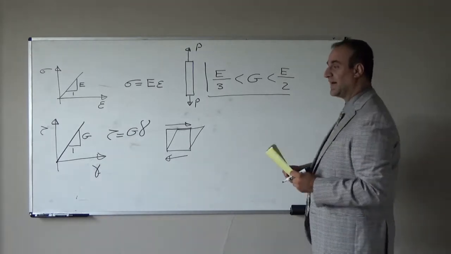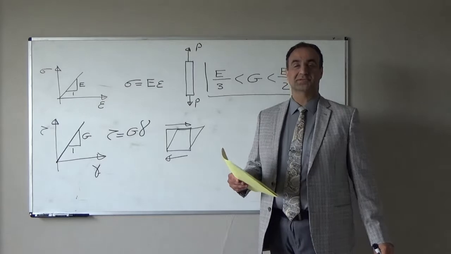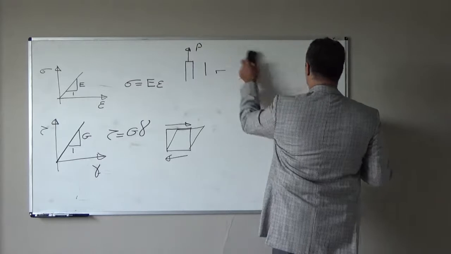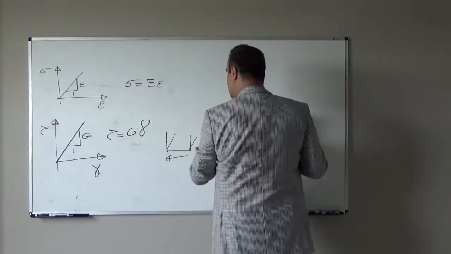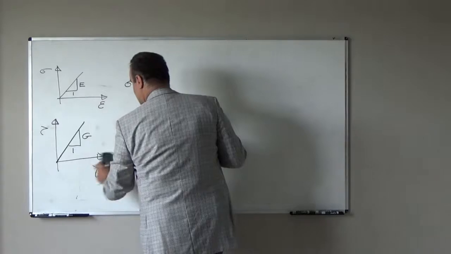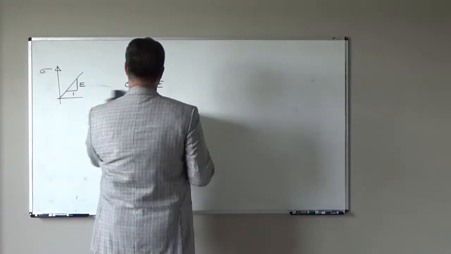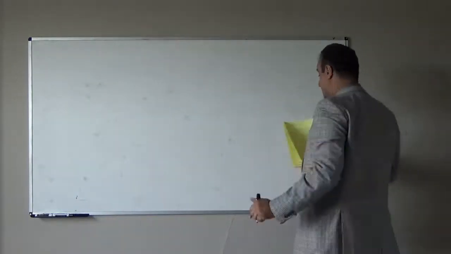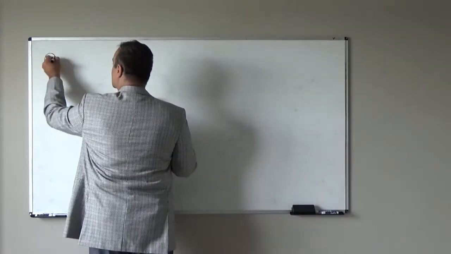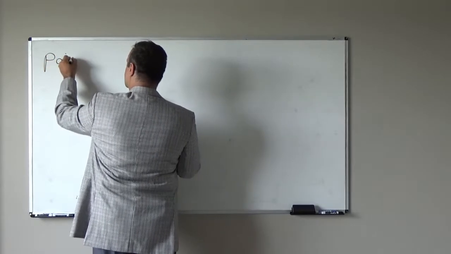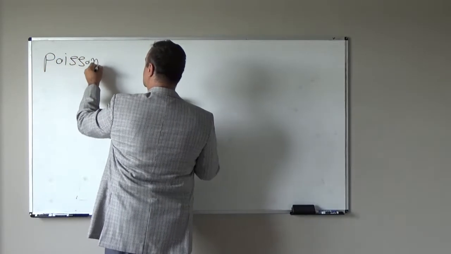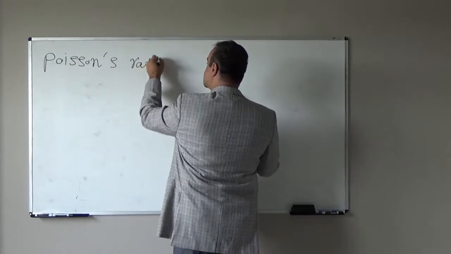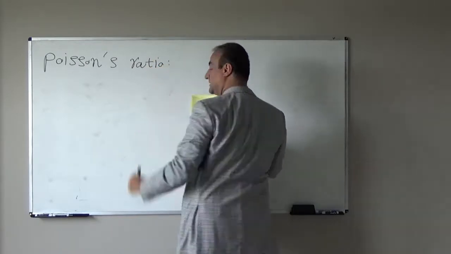Now let's look at another term. We call it Poisson's ratio. What is Poisson's ratio? They named it after a French mathematician, Poisson, because he first found this material property, and for that reason they call it Poisson's ratio. He was a French mathematician.